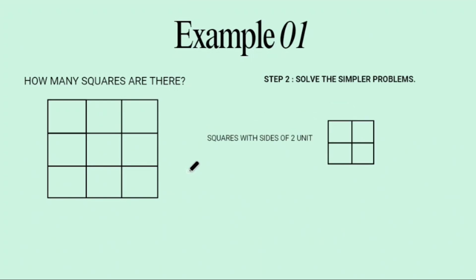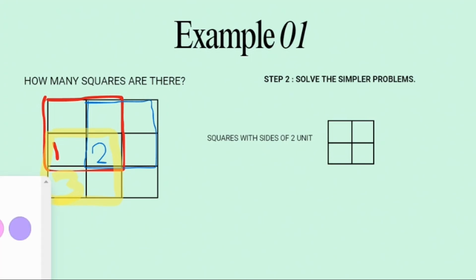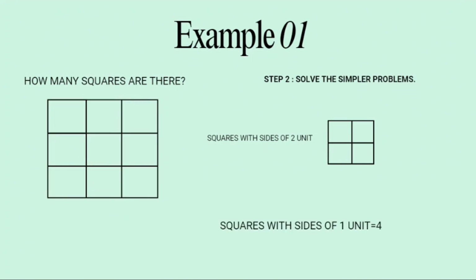Then for the squares with sides of 2 units, it looks like this. Here's 1, then the other side, 2, 3, and 4. It's noticeable, right? It's 4. So, the answer is 4. Squares with sides of 2 units is 4.